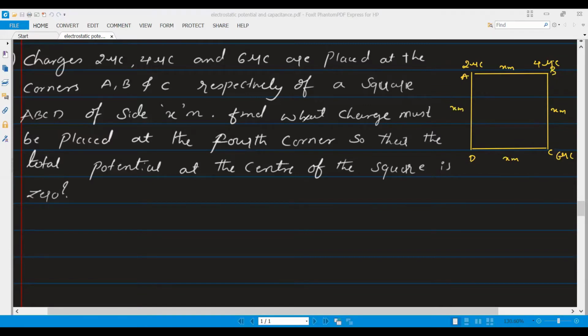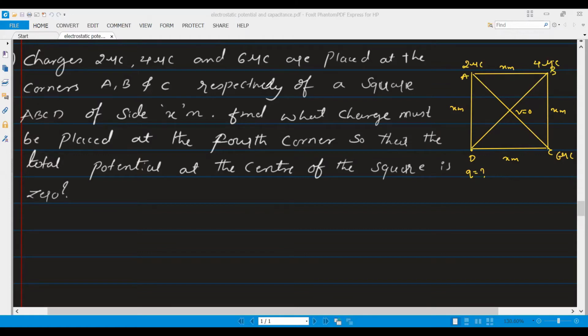Okay. Next, find what charge must be placed at the fourth corner so that the total potential at the center is 0. So find the charge at the fourth corner so that the total potential at the center should be 0. Here V must be equal to 0. So for V to be 0, the question asks how much charge we must place here.